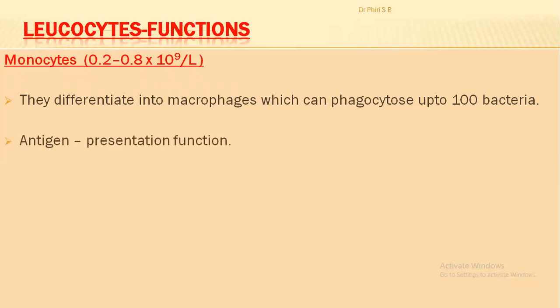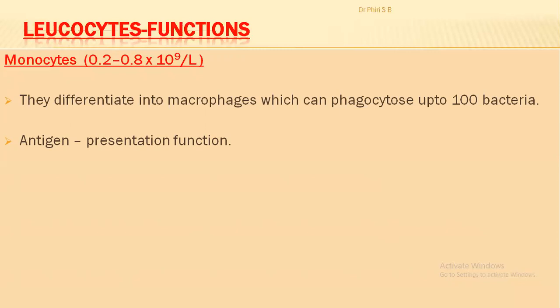They also have an antigen presentation function. So they are antigen presenting cells, so they are able to present the antigen to the lymphocytes, which results in activation of lymphocytes. So monocytes are also involved in activation of lymphocytes. Why? It's because they are antigen presenting cells.